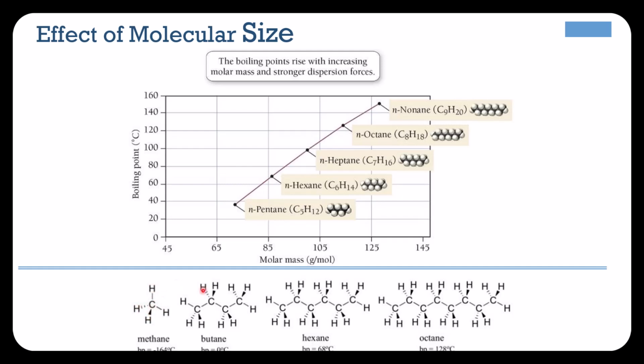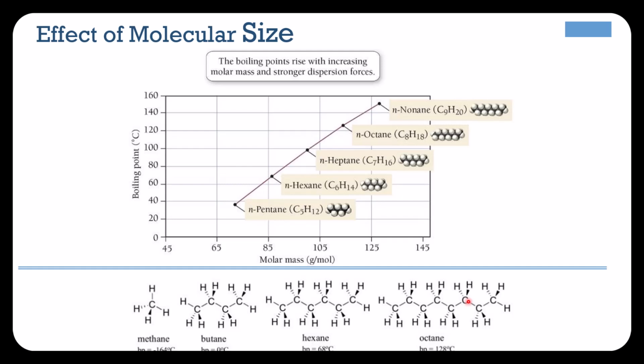The next one that we have here is something called butane. Butane is going to have a chain or a series of 4 carbons: 1, 2, 3, 4 carbons. And then surrounding those carbons, we'll have, of course, a series of hydrogens to fill in the places. Then we go to hexane. Now we've got 1, 2, 3, 4, 5, 6 carbons, and then all of the hydrogens. And then we go to octane, which is 8 carbons and all of the hydrogens.